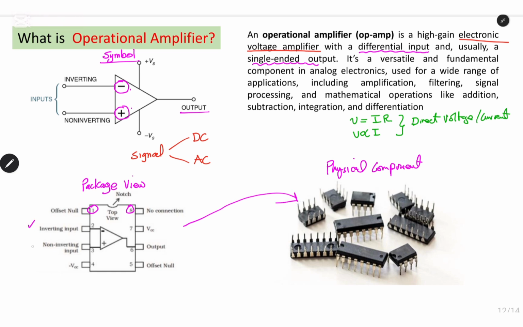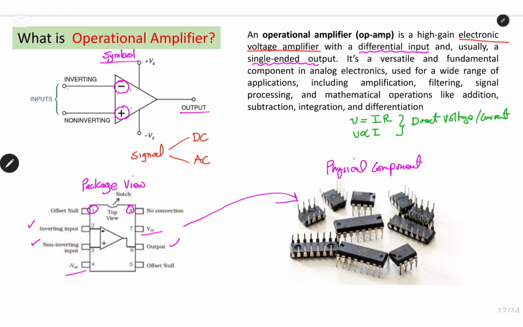And pin 2 and pin 3 are the differential inputs. And the output can be connected to pin 6. And VCC can be connected to the power supply, and minus VCC can be connected to the ground. So now you have an operational amplifier.